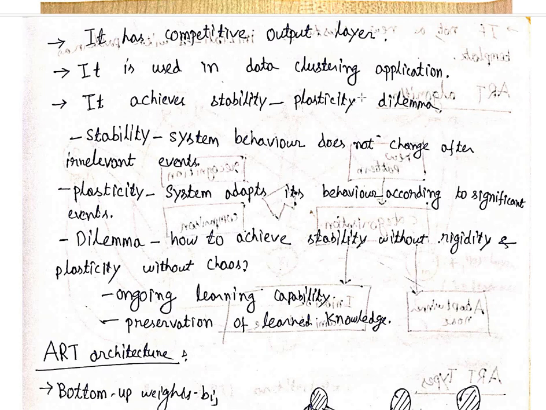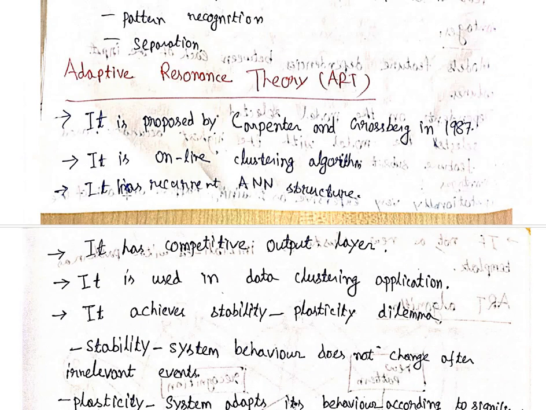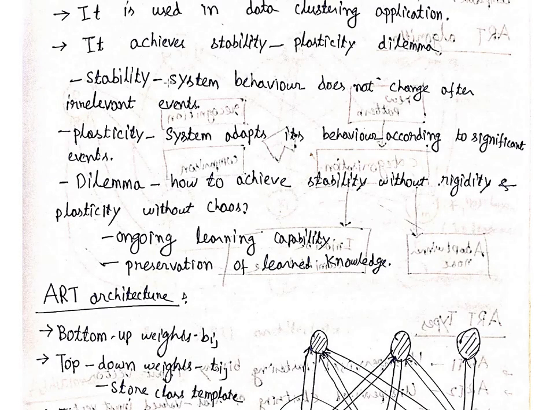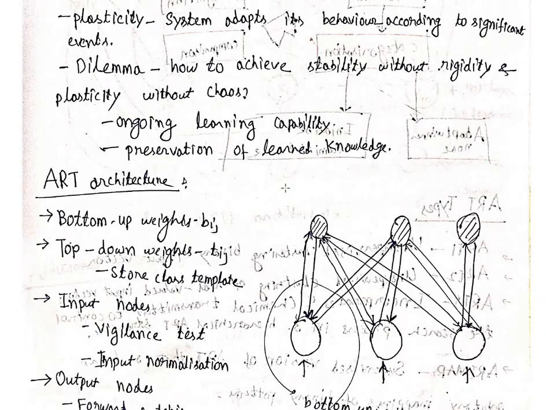It achieves the stability-plasticity dilemma. So what is this? Stability is when system behavior does not change even after irrelevant events. So the system's behavior is stable. Plasticity is when the system adapts its behavior according to significant events. So when there are totally different events, the system adapts to that event, which is called plasticity. And the dilemma is how to achieve stability without rigidity, and plasticity. Achieving both is the work of our adaptive resonance theory, ART algorithm. It achieves the stability-plasticity dilemma, so ongoing learning capability and preservation of learned knowledge.